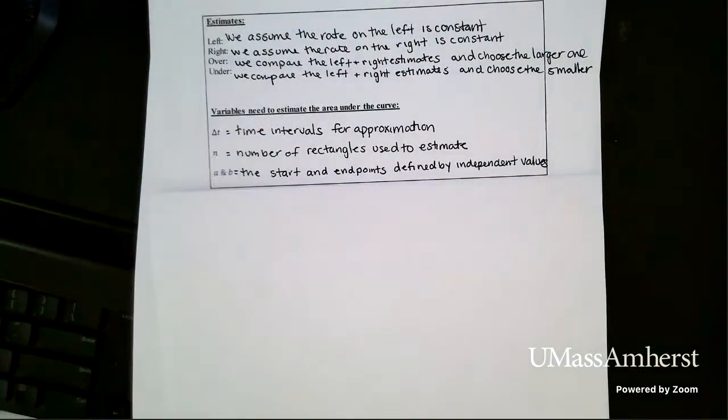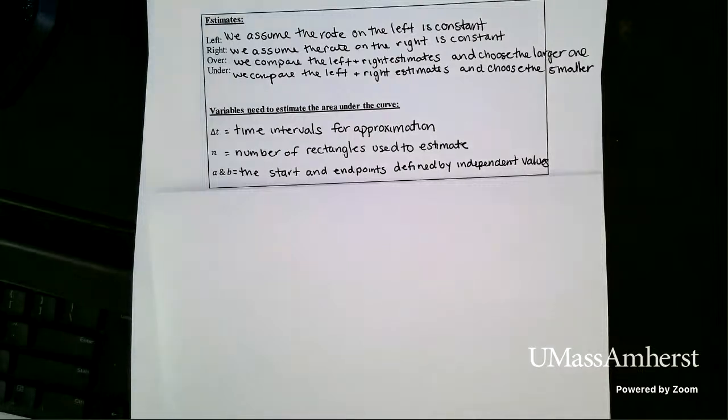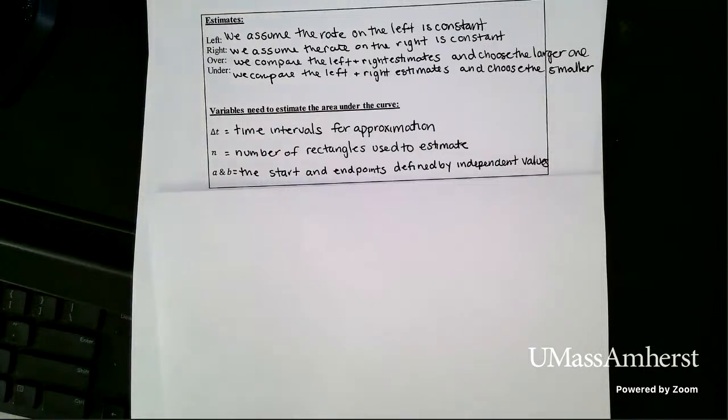We have a left-hand estimate. When we have a left-hand estimate, we assume that the rate on the left is constant. So this means that we have a table or a graph, and we are picking the value of our function on the left to make our constant value. We have a right-hand estimate, which is where we assume the rate on the right is constant. We have an overestimate. So here we compare the left and the right estimates and we choose the larger one. And we have an underestimate. That's where we compare the left and the right and we choose the smaller one.